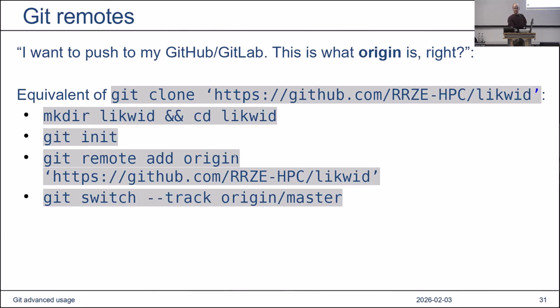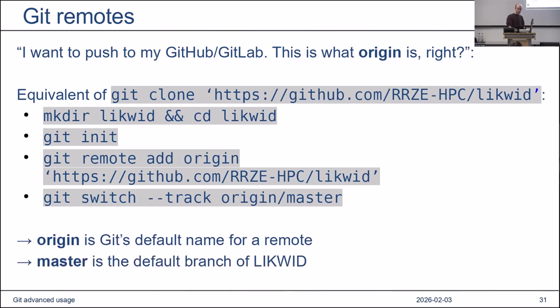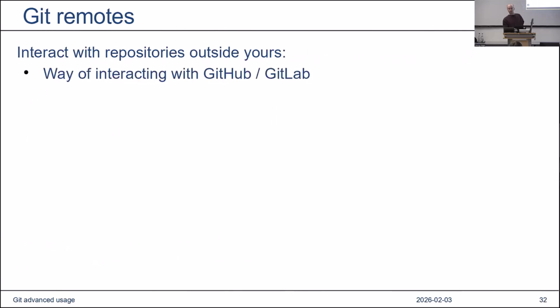This is just a default name that Git uses for remotes. In principle, you can use any other name. It's just a default. And in case this is specific to this example in Liquid, the master branch is a default, just in case you want to reproduce. So why do you want to use different remote names? Of course, remotes are one way of interacting with GitHub or GitLab.